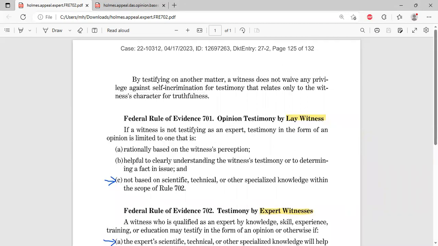If a witness is not testifying as an expert, which is what the prosecution argued and what the court found, that Dr. Doss was a lay witness at the time he testified. If a witness is not testifying as an expert, testimony in the form of an opinion is limited to one that is rationally based on the witness's perception.